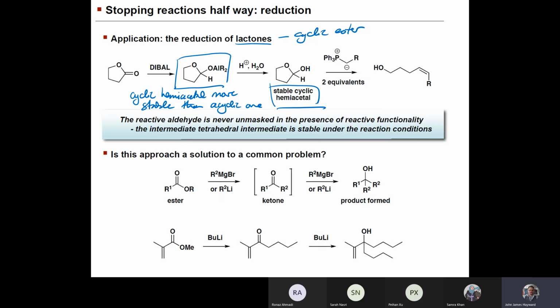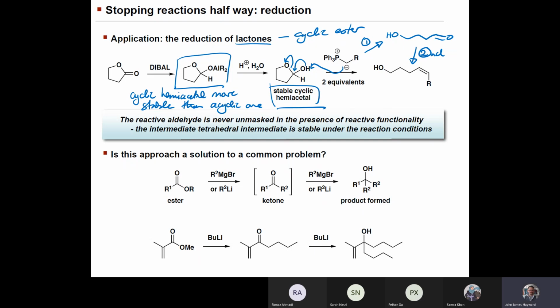So if you use 2 equivalents of this reagent, then the first reagent actually acts like a base, which catalyzes the ring opening of the hemiacetal to give the aldehyde. And then the second equivalent does the Wittig reaction. Okay, so this works for dibal, but can we use something like this more generally?